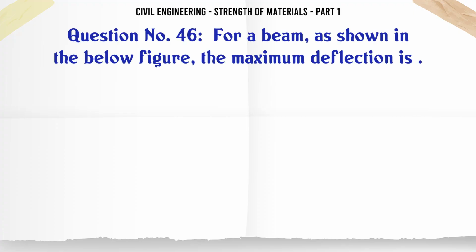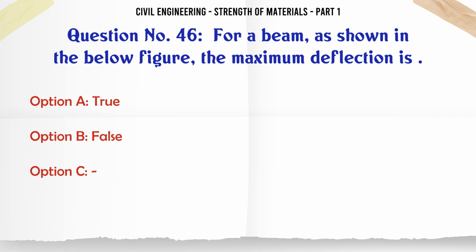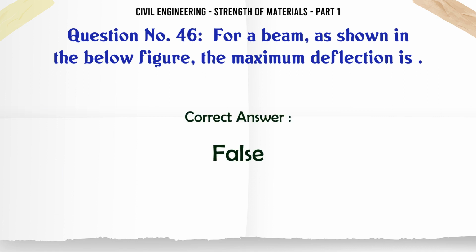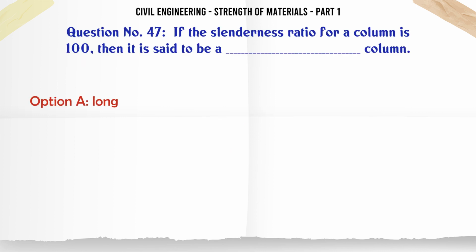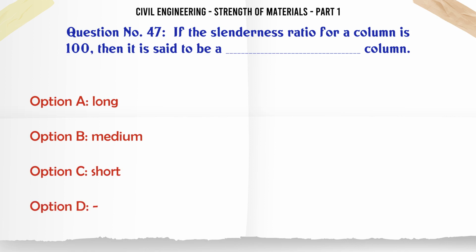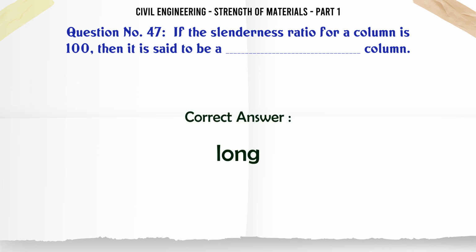For a beam, as shown in the below figure, the maximum deflection is: A. True, B. False. The correct answer is false. If the slenderness ratio for a column is 100, then it is said to be a ______ column: A. Long, B. Medium, C. Short. The correct answer is long.